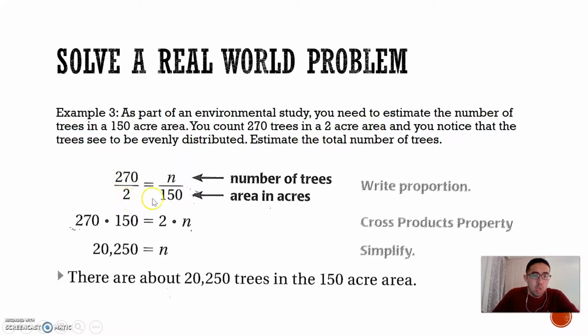So that's how you know that you can set up a proportion. 270 over 2 is equal to n over 150. Okay? When you cross multiply here, you get 270 times 150 is equal to 2 times n. And then you get 20,250 is equal to n, once you divide both sides by 2. Okay, so there are approximately 20,250 trees within the 150-acre area.